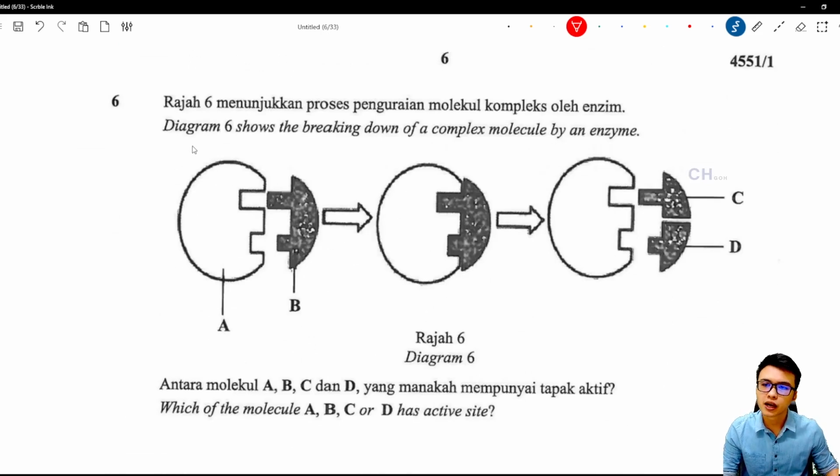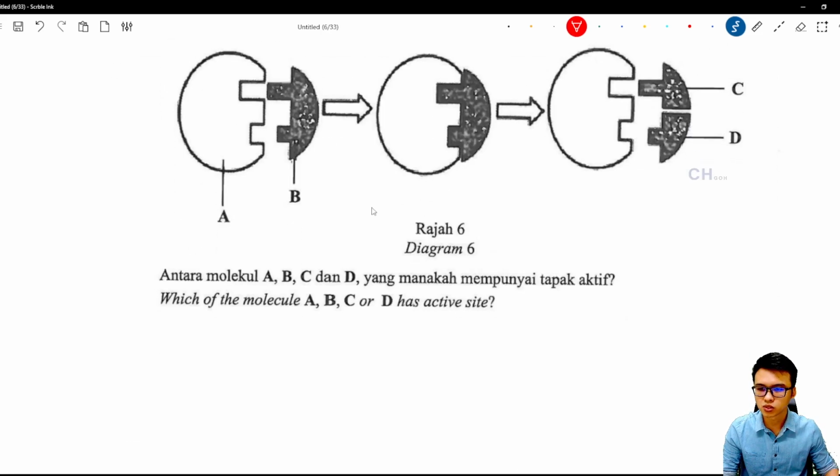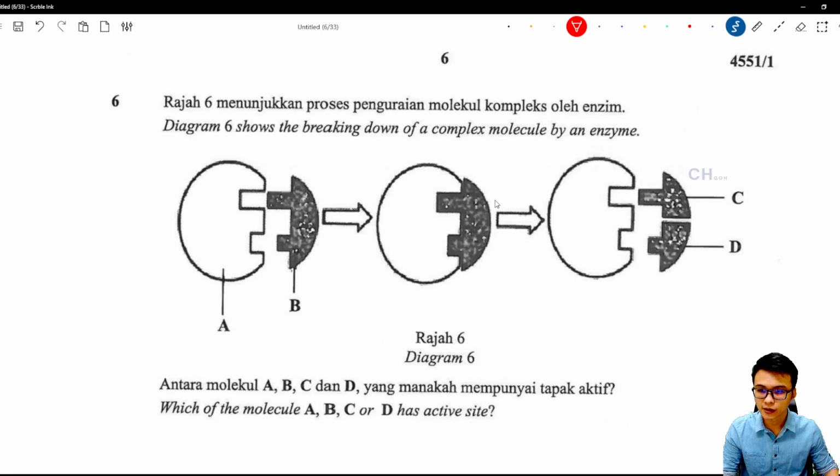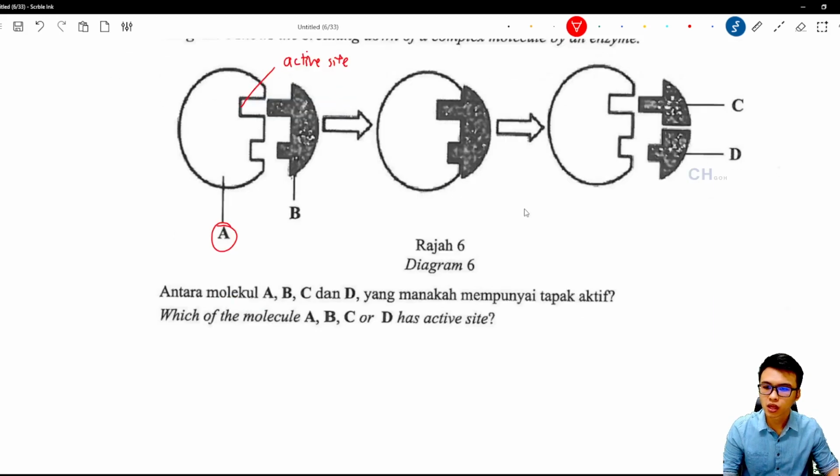Question 6. Diagram 6 shows the breaking down of complex molecule by an enzyme. So which molecule ABCD has active site? Oh, okay. So must be the enzyme. Enzyme should have the active site here. Active site. So guys, active site is a name that you guys must memorize because it's very useful for you to write it down in your essay questions. It's very important in your essay questions. Okay, next one.